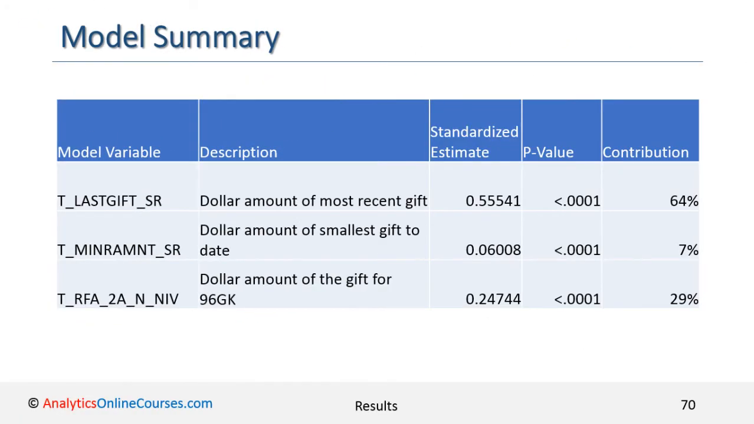Model summary. This slide focuses on the final model variables. What does each variable mean? Its coefficient, the p-value, and its contribution to the overall score. The higher the contribution, the higher the impact of the variable on the final model score. Let me show you how to create this table.